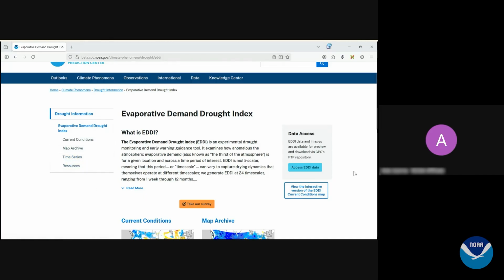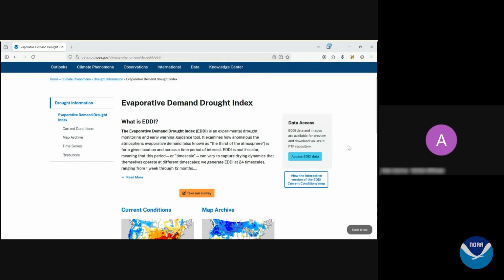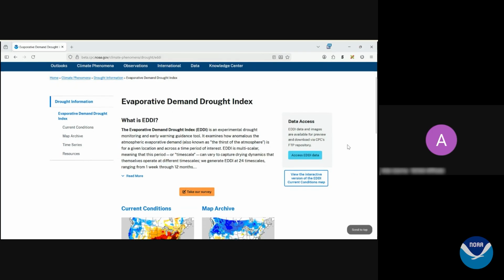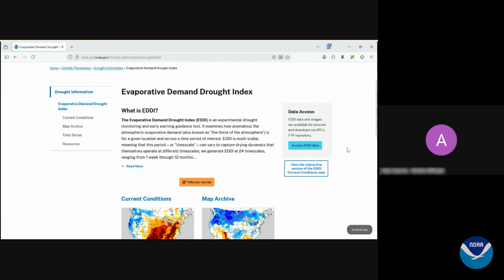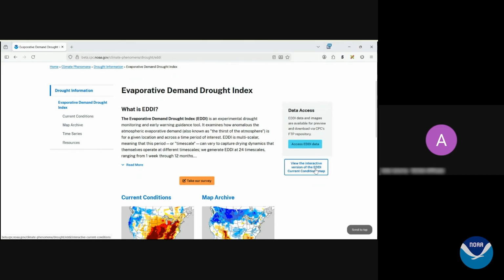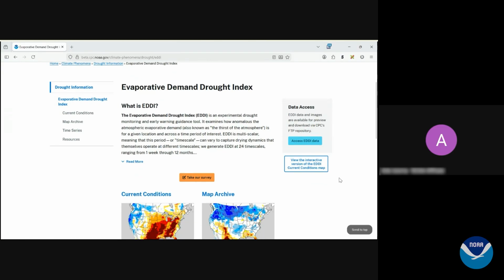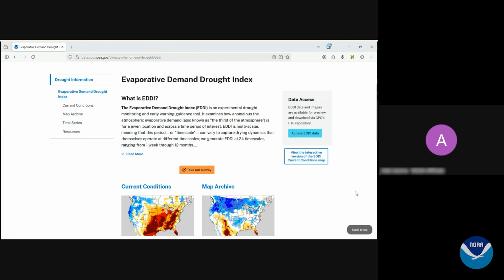And then on the right sidebar, we have information on how to access the EDDI images and data, along with a link that takes you directly to CPC's FTP site to access that data. And then below it is a link to the interactive version of EDDI's current conditions map, which Hailan mentioned previously, and which I'll go over a little bit later.